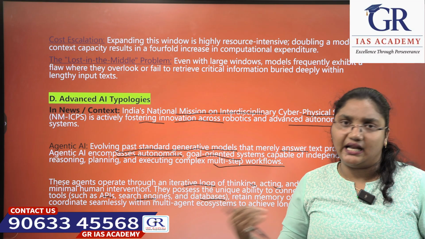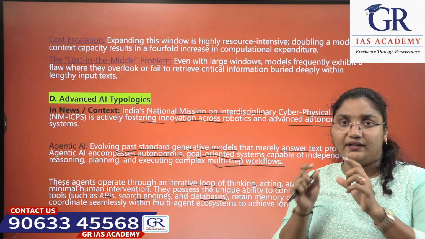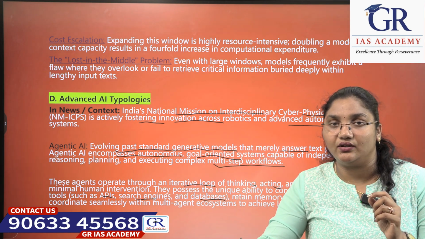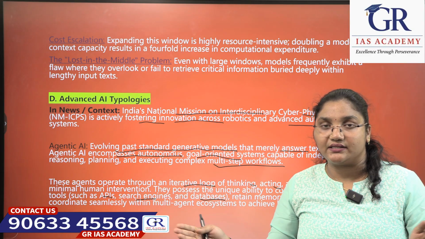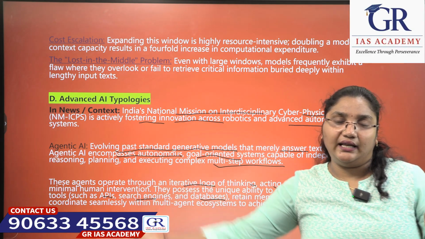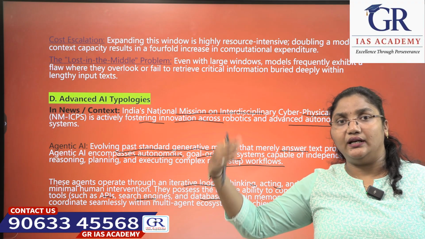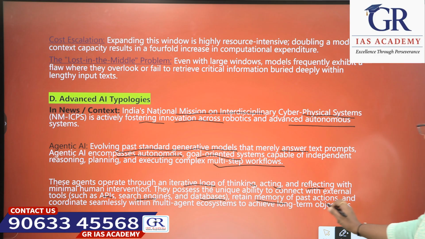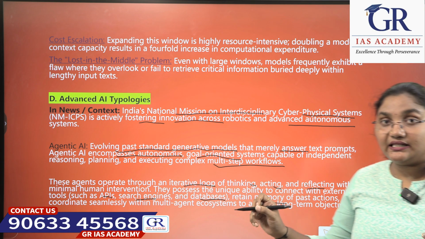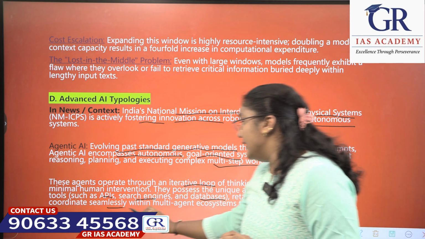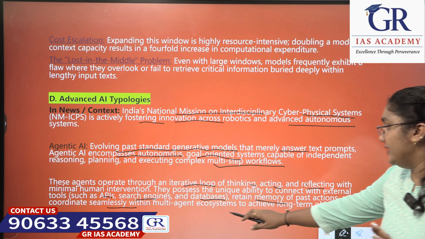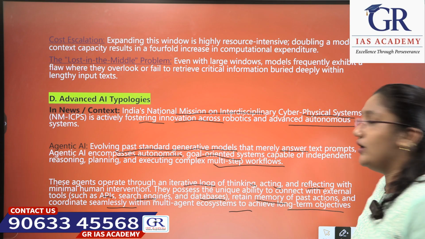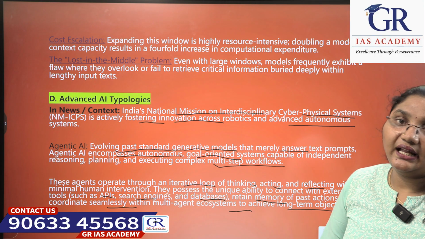Basically, let us take the ChatGPT example only. If we ask what is optical fiber, will it give the answer from a direct source? Does ChatGPT directly have a database? No, it will take the help of external sources like Google and all, and it gives the output to us. They also retain the memory of past actions and coordinate seamlessly within multi-agent ecosystems to achieve long-term objectives. This is what agentic AI is.